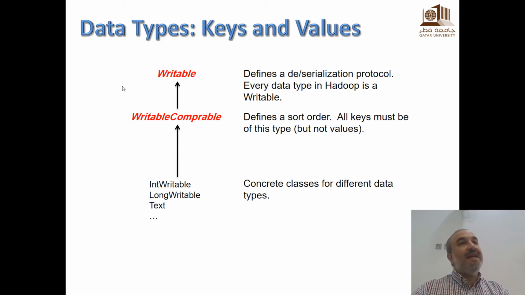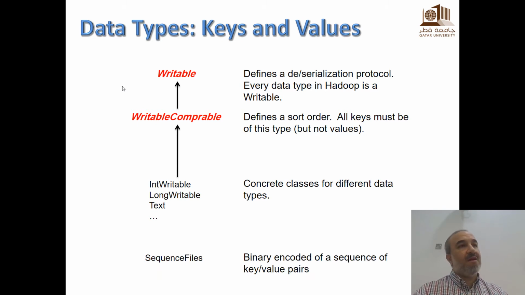There are already some implemented classes for you within Hadoop code, like IntWritable. So this is an integer that is writable. LongWritable, this is the long type, but writable. Text, which is the version of the string that is writable, and so on. So there are some types. You should look at them to know if some of them will be usable in your application or not. You don't have to implement from scratch. There are some that are implemented for you already. So these are concrete classes for different data types.